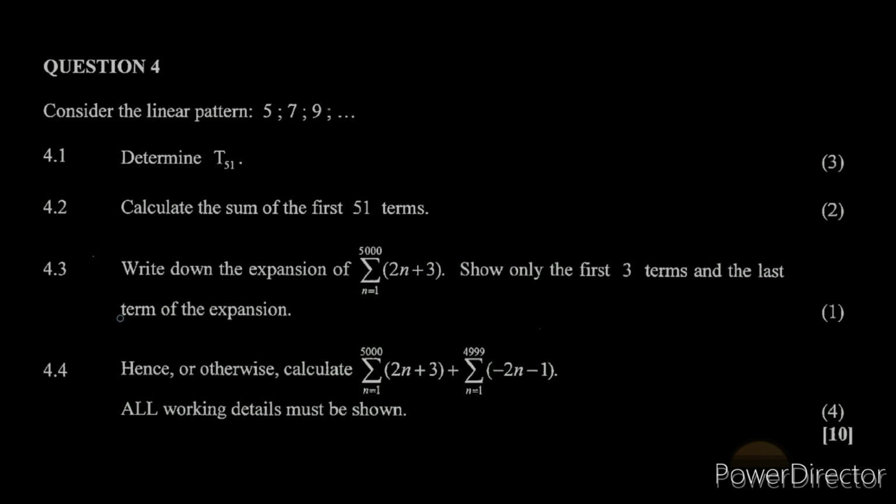You're given 2 questions on sigma notation. Question 4.3 asks you to write the expansion of this. They say show only the first 3 terms. Well, this is what we usually do. Every time we're given sigma notation, we always expand it to the first 3 terms. If it starts from -1, we first substitute -1, then 0, then 1. So we always start from the first number that is substituted. They asked us to expand it to the first 3 terms. So let's do this question.